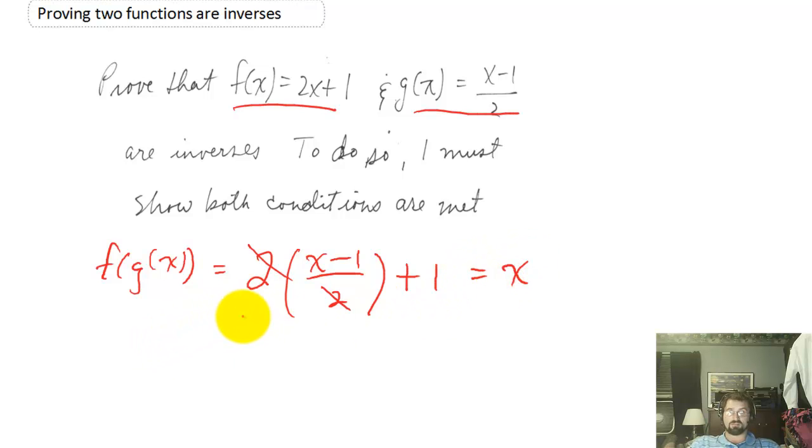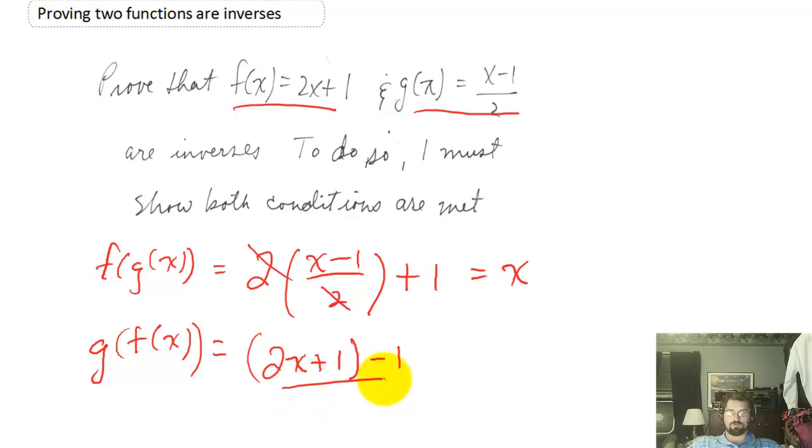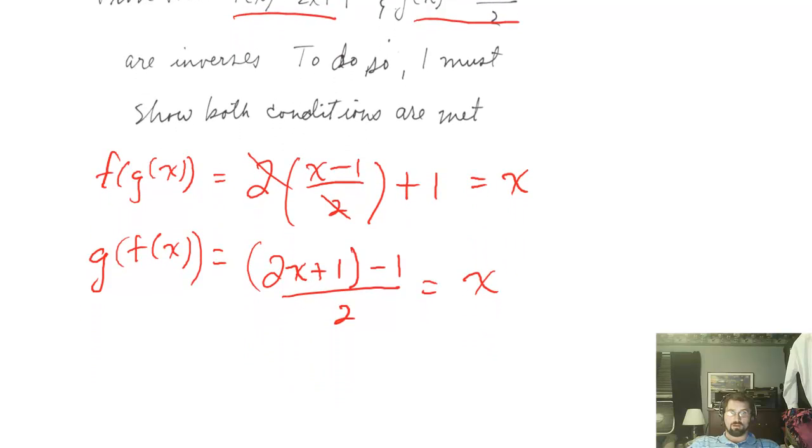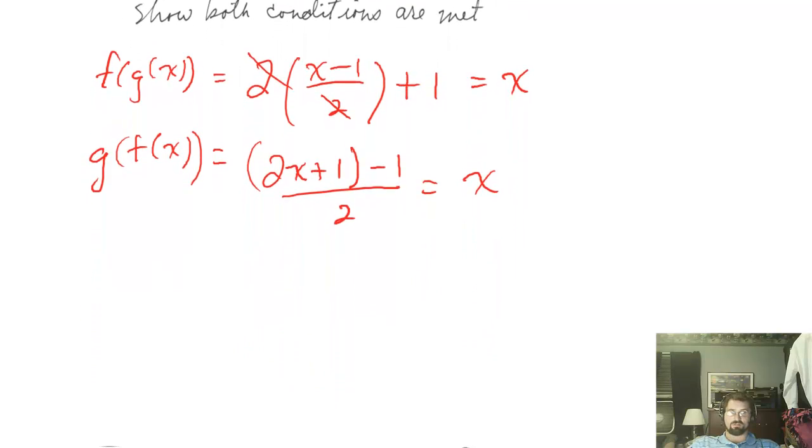Good, that's awesome. But it's not enough. I have to prove both conditions hold. So I keep going and check: does x minus 1 over 2, if I plug in 2x plus 1 into that, give me x? The 1's cancel, 2 over 2 is 1, so I get 1x, which is x, and yes. So that shows that they are inverses of each other.